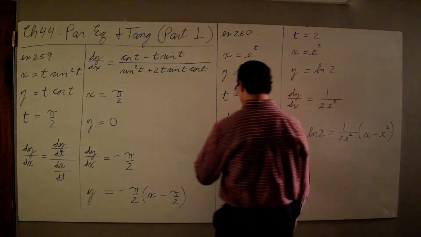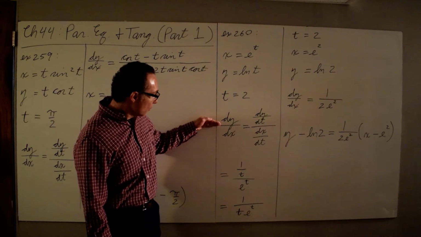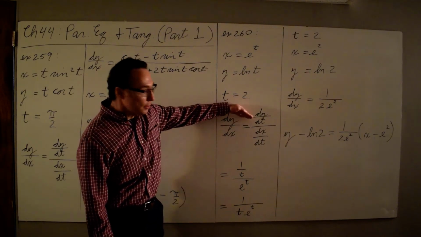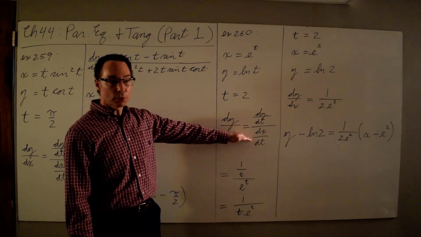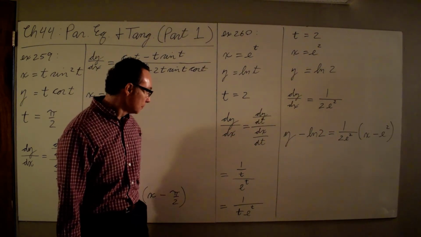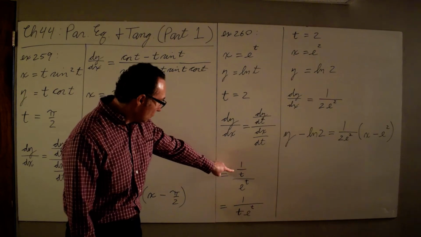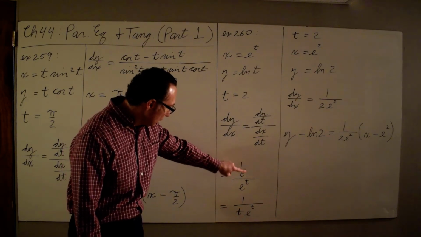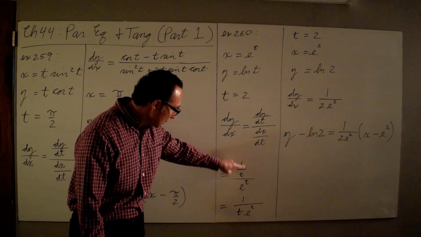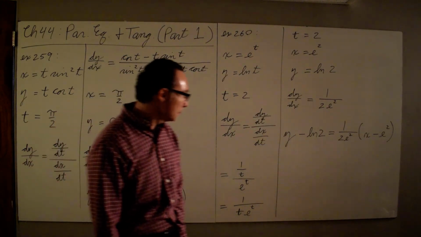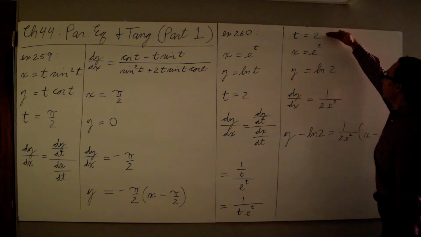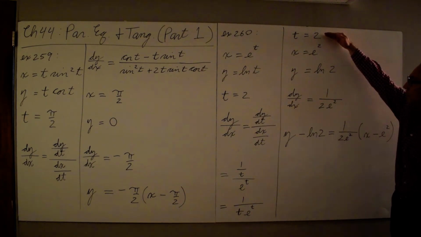Again, the derivative of y with respect to x is the derivative of y with respect to t divided by the derivative of x with respect to t. Calculate the derivative of y with respect to t, the derivative of x with respect to t, and we simplify. t is given as 2.